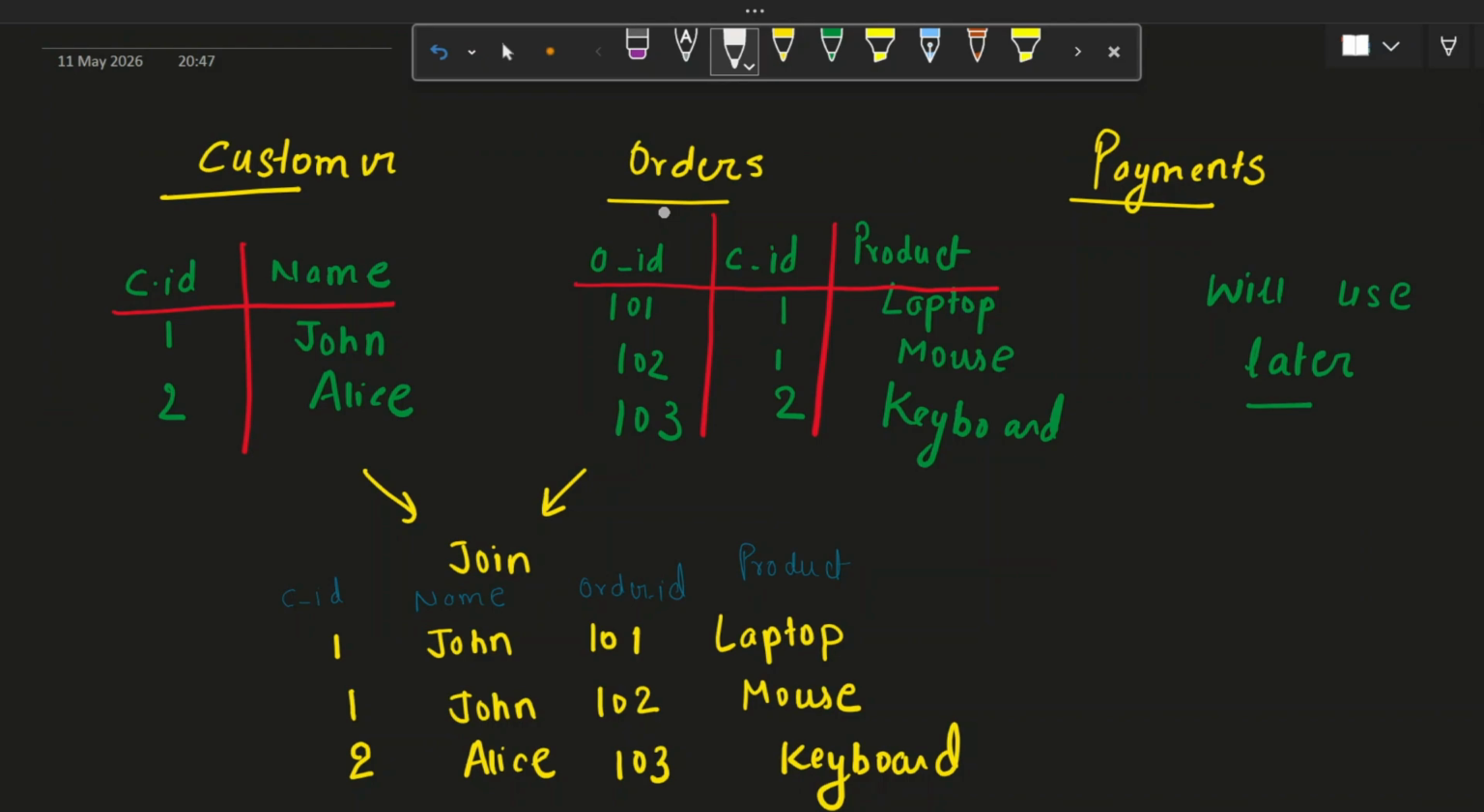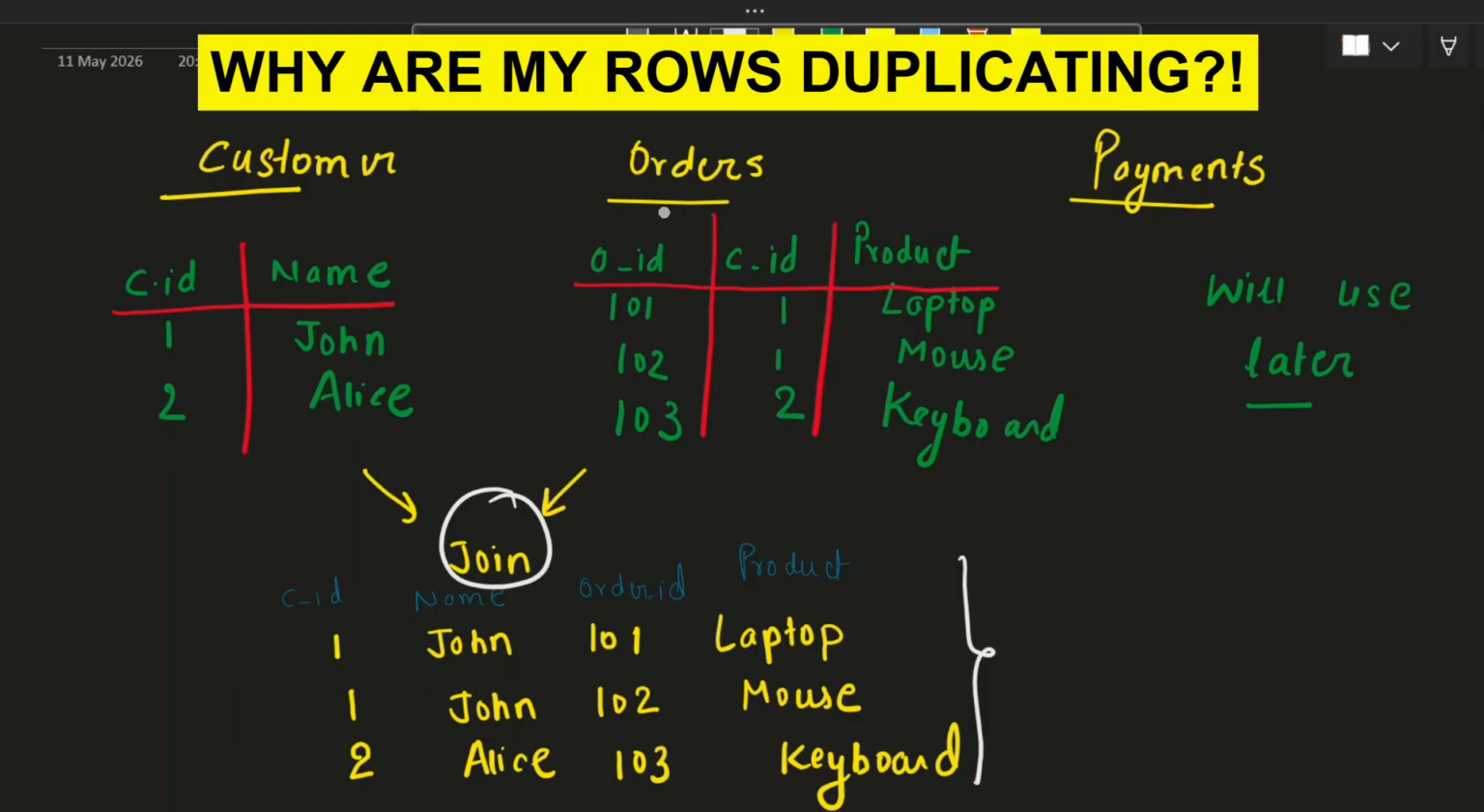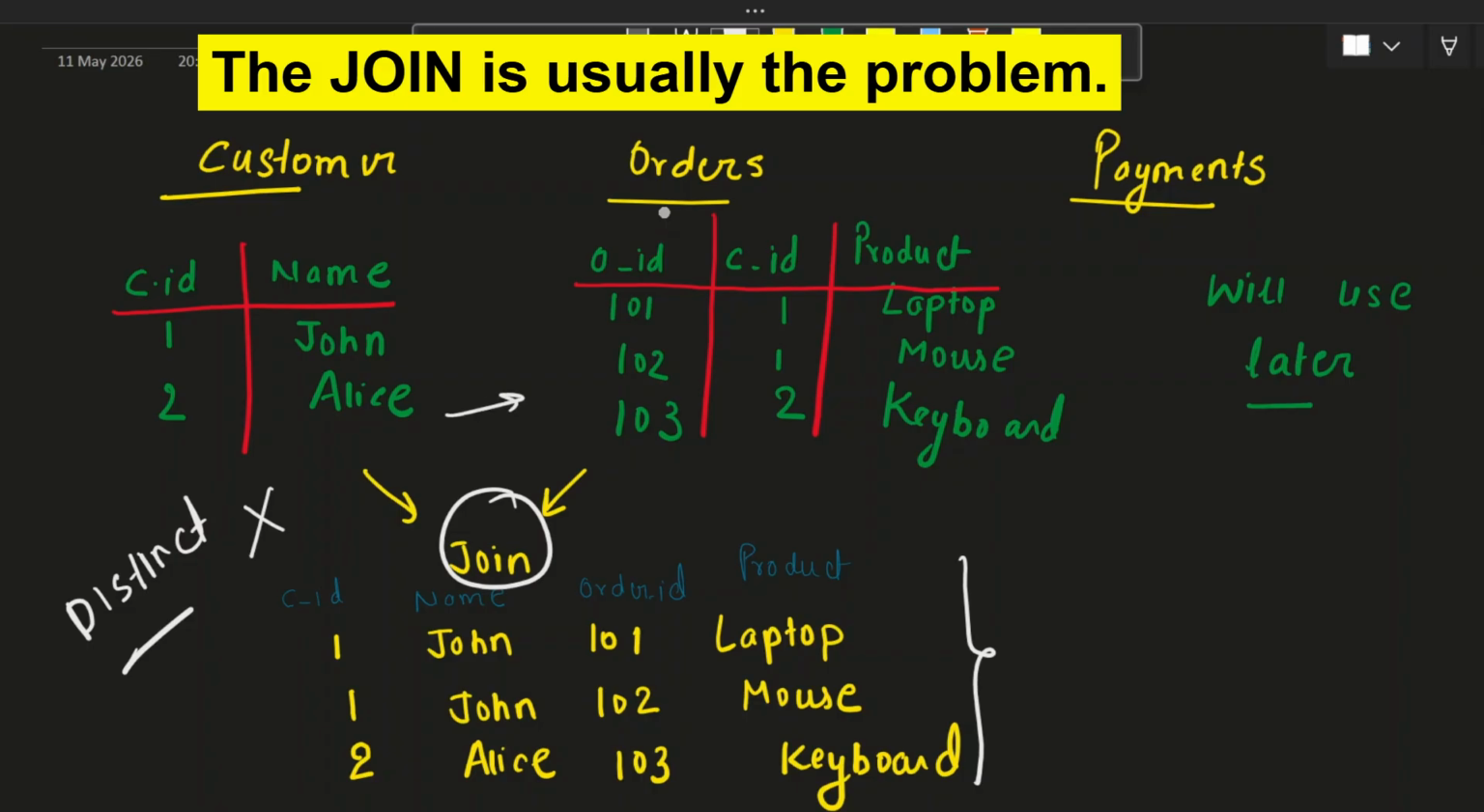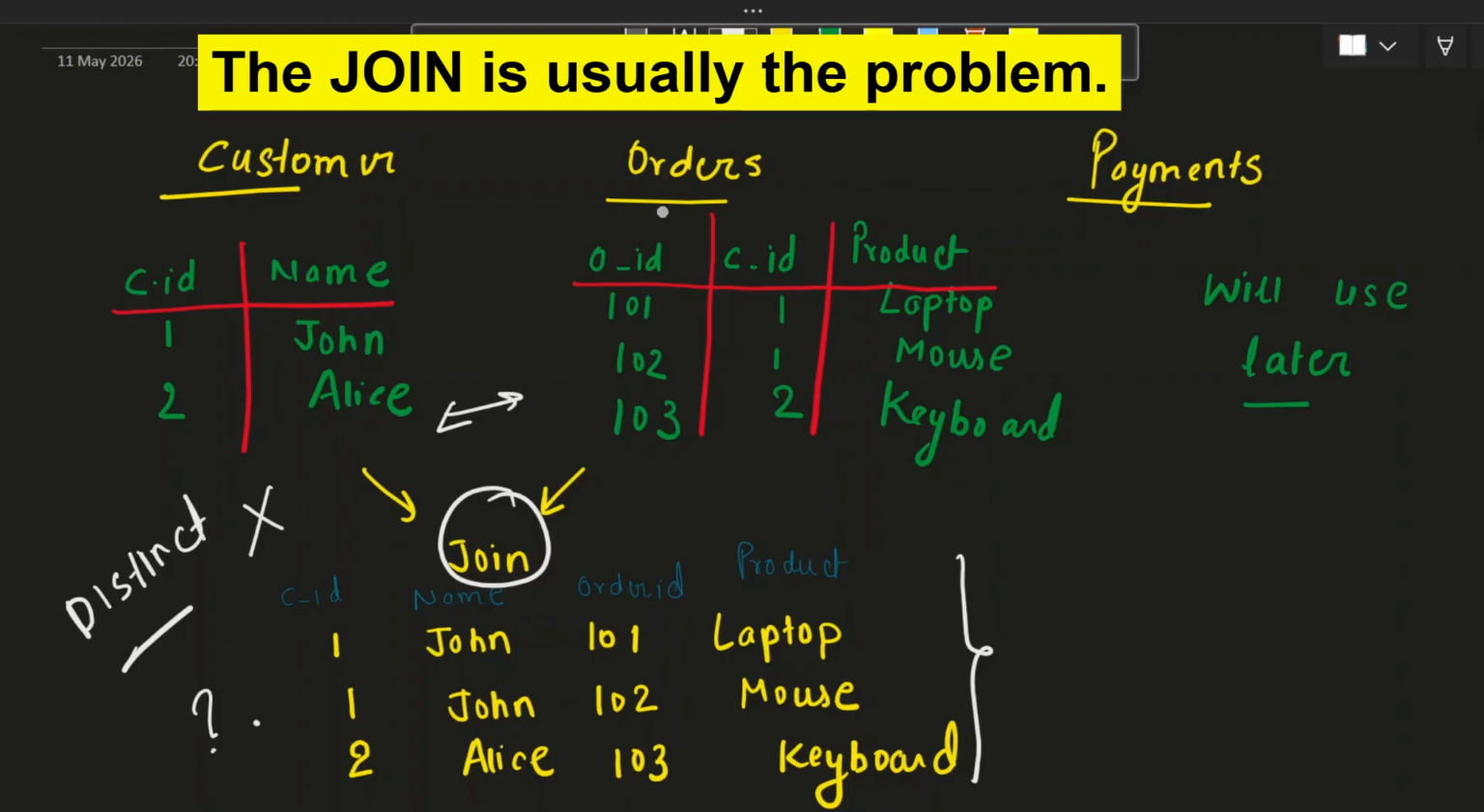Have you ever written a SQL join and your rows exploded? Maybe you expected 2 rows, but SQL gives you 20. And then most beginners think that this will be resolved using the DISTINCT keyword in SQL. But they fail to understand the real issue is not usually the SQL, it's the relationship between your tables. In this video, I will explain why joins create duplicates and how real engineers actually fix this.